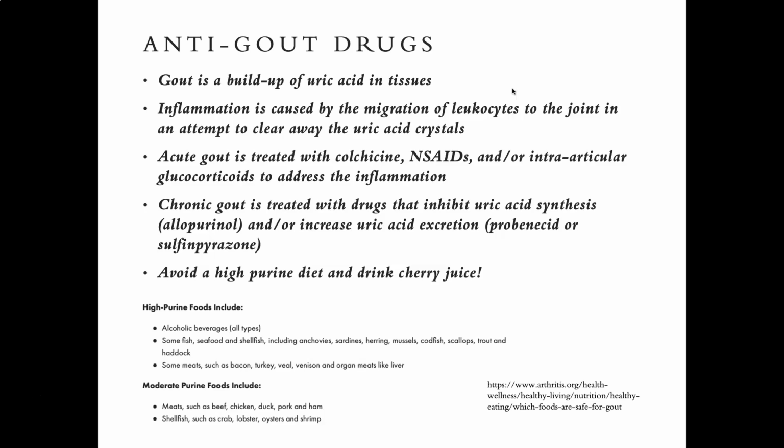High purine foods include alcoholic beverages of all types, some fish, especially seafood and shellfish. If you're thinking about crab and some of the other wonderful seafoods or shellfishes that are out there: anchovies, sardines, herring, mussels, codfish, scallops, trout, haddock. Some meats such as bacon, turkey, veal, venison, organ meats like liver, rich meats. High purine is really about rich foods. So it also includes beef, chicken, duck, pork, ham, crab, lobster, oysters, and shrimp.